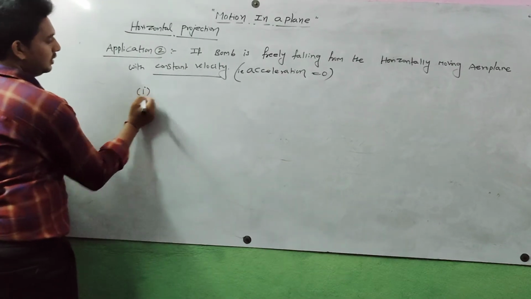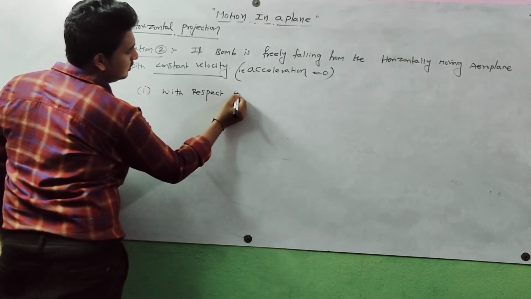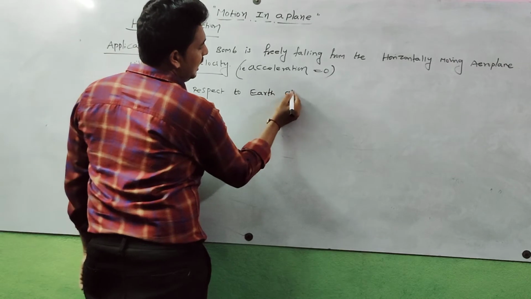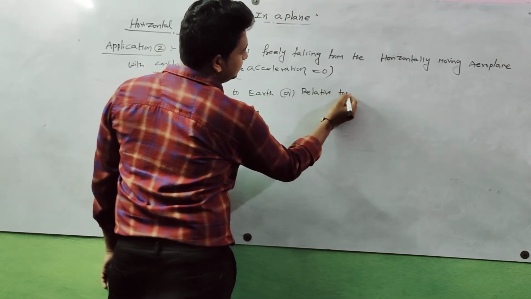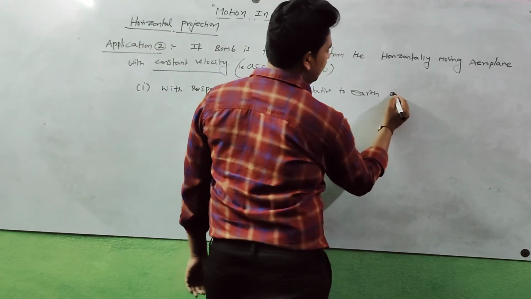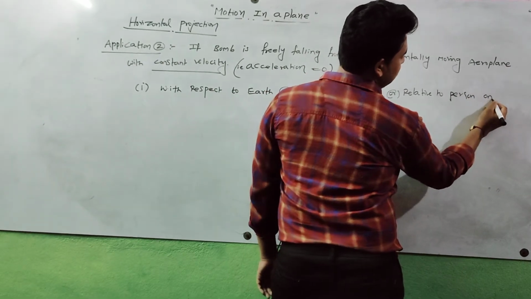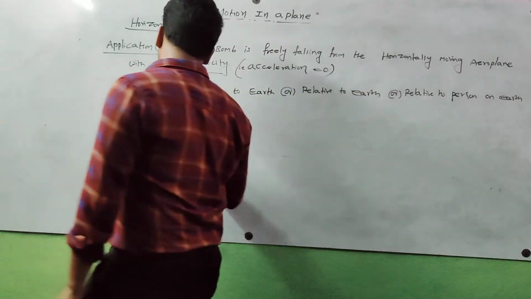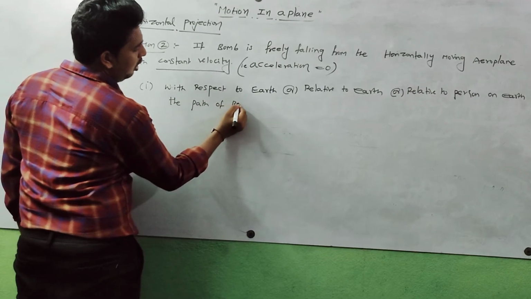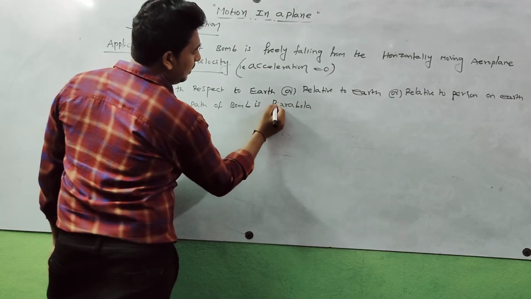So first, with respect to the earth, or relative to a person on the earth, the path of the bomb is a parabola. The path of the bomb is a parabola. This is very important.